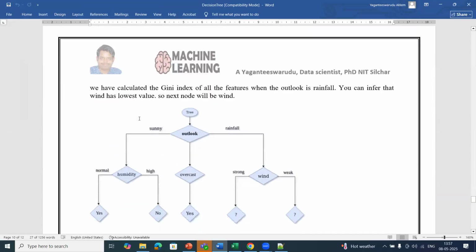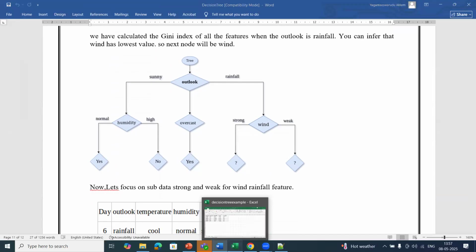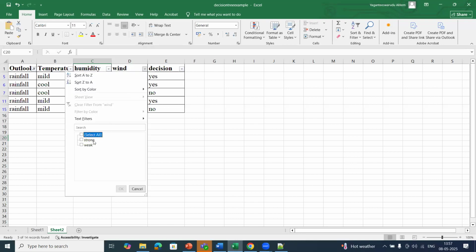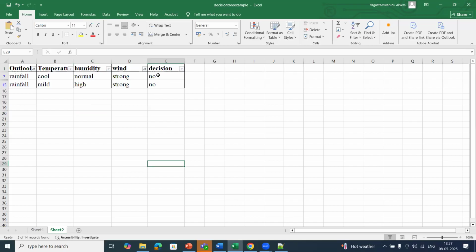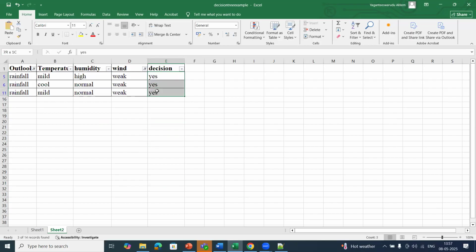So the next intermediate node will be wind. But again, wind has two values, strong and weak. Now I know the outlook is rainfall, so wind is my intermediate node. Again, I need to see there are two values for wind. If it is strong, there is only one class, the decision is no, so there is no need to calculate the gain index again for the remaining features. If it has multiple classes, then you need to apply the gain index formula. And if it is weak, it is always yes.